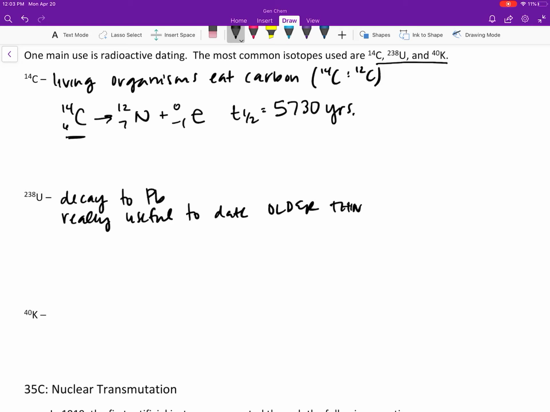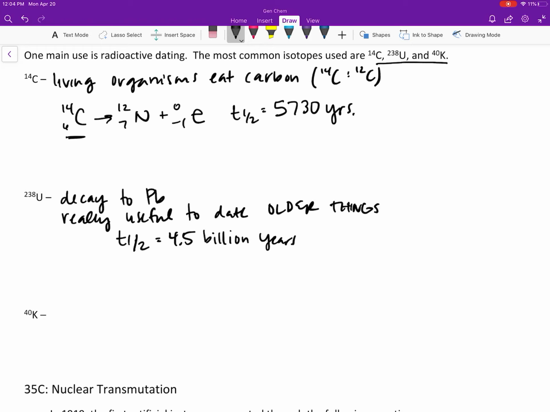The reason why is because its half-life is 4.5 billion years. So it takes, let's write this right. I am struggling to write today. I guess it's Monday. 4.5 billion years. So if we have 100% of uranium, it's going to take 4.5 billion years for it to decay to half.